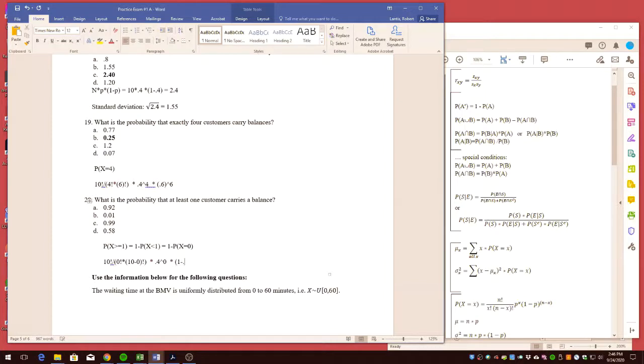Times 1 minus 0.4, whoops, to the N, which is 10 minus X. Now notice anything to the 0 power is 1. So even if I enter this in my calculator, this will just be a 1. 0 factorial is 1. So this essentially is 1. Now I have 10 factorial divided by 1 times 10 factorial. So the 10 factorials cancel. This is essentially all just 1.